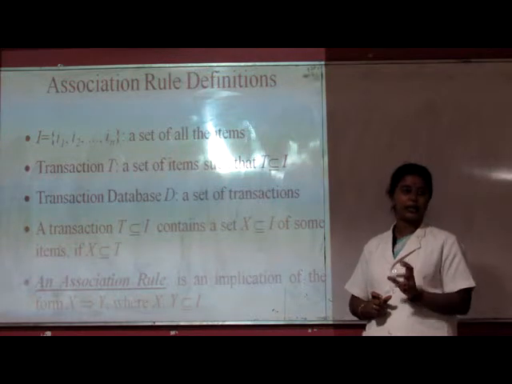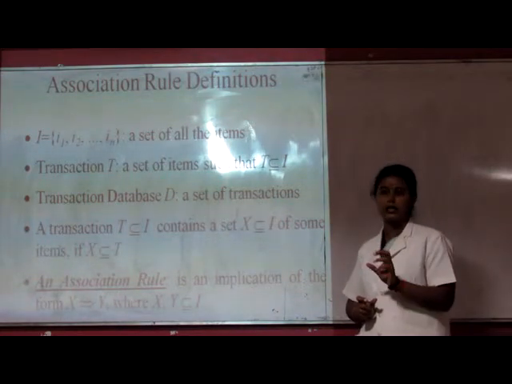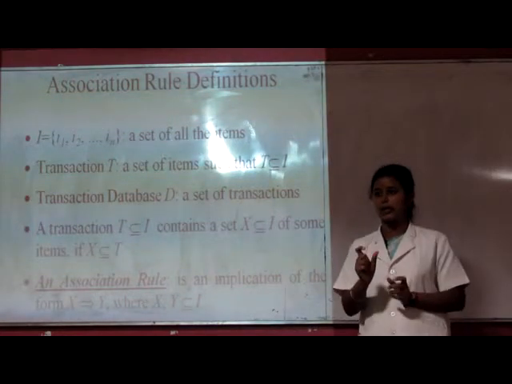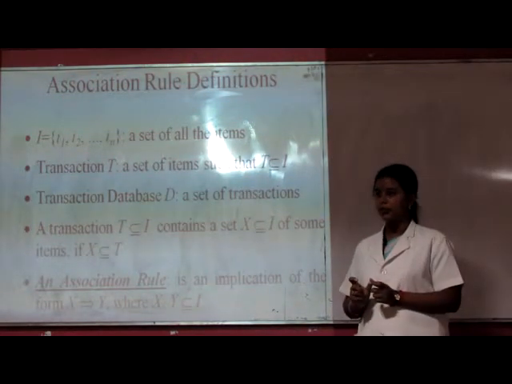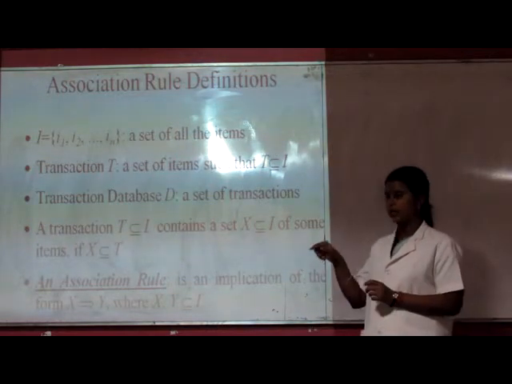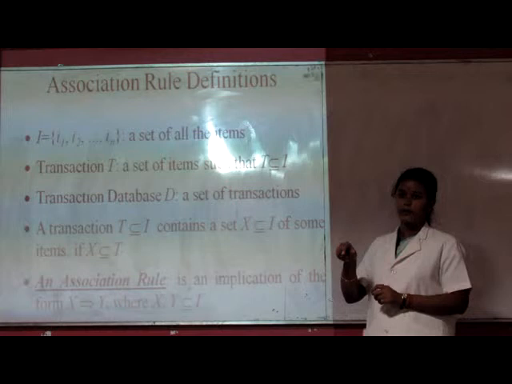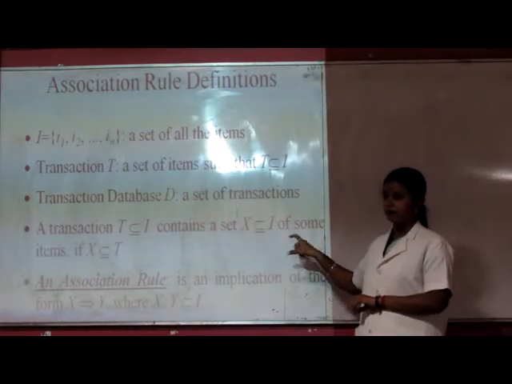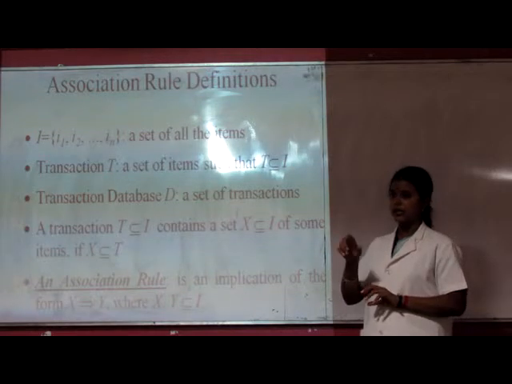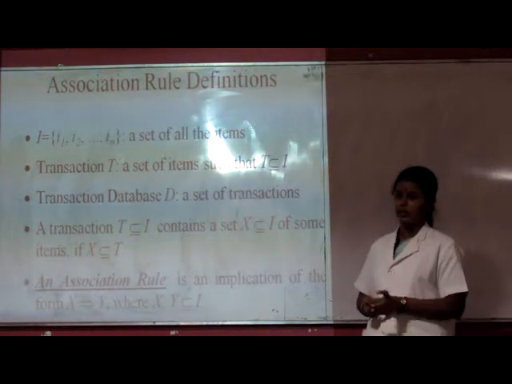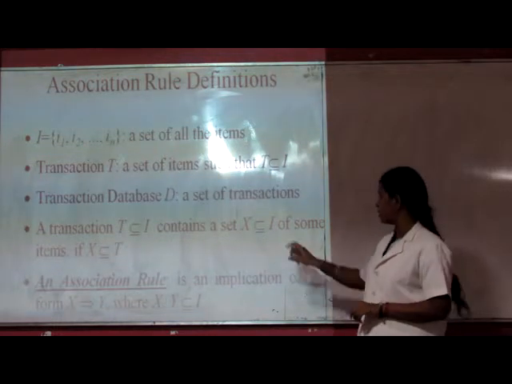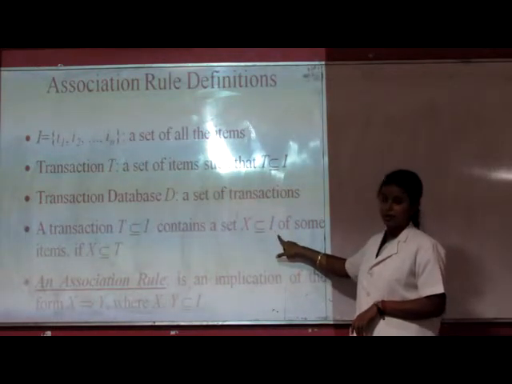If in a shop I have 100 items, and I am going to purchase either 4 or 5 items, so among the 100 items, for a transaction I am going to purchase 5 items. So that is a set. Whatever items I am purchasing come under X, and that X is present in I. So from the 100 items I am going to purchase 5 items. X is the set of items I am going to purchase, and those 5 items are present in the 100 items. So X is a subset of I.